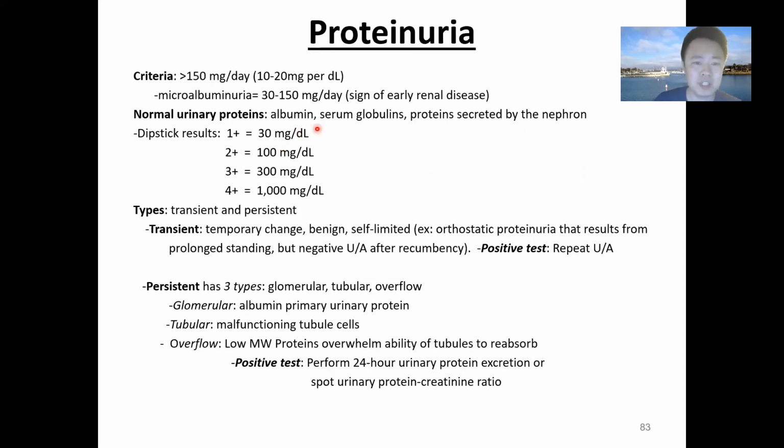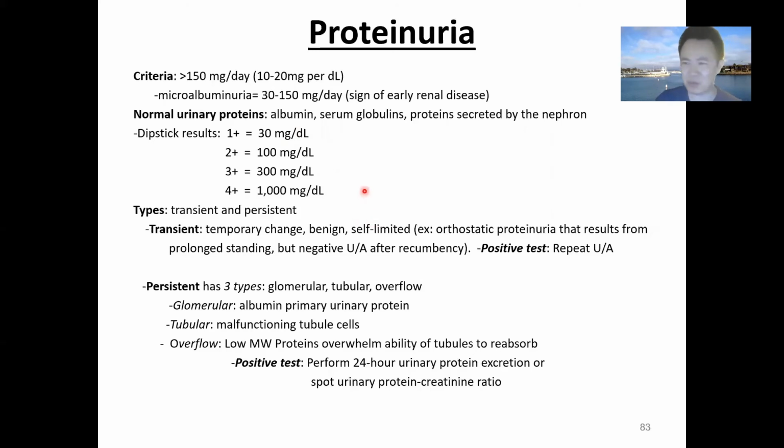Okay, and these are the dipstick results. A lot of times in order to measure proteinuria, they will take a collection cup of urine and then have a dipstick go in there, and then depending on the color, will determine how much protein is in that urine.